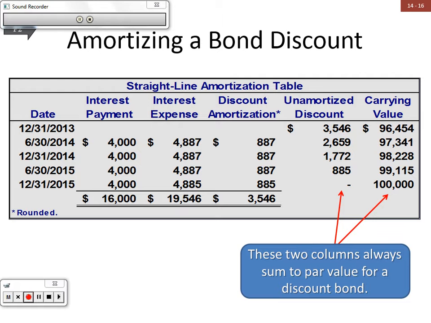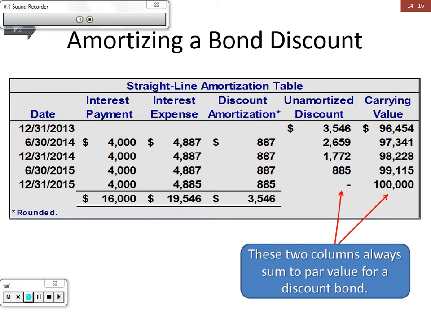That each year you're subtracting. That's it. You're subtracting the discount and adding what? You're adding the value to the carrying value. Okay, so 3,546 is where the discount started, right? Subtracting out the first discount given for the first semi-annual payment of 887 gives us a new unamortized discount of 2,659. Our carrying value went from 96,454 to add what? To add that 887. So now we got 97,341. Going again, unamortized discount minus the next discount given at the end of the year for the next interest payment, 887. Now we're down to an unamortized discount of 1,772.